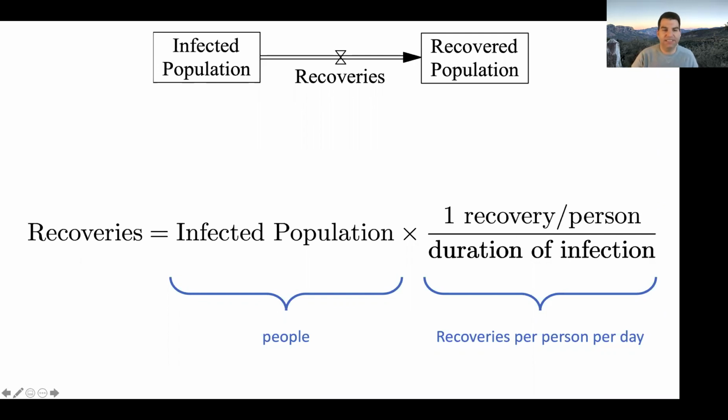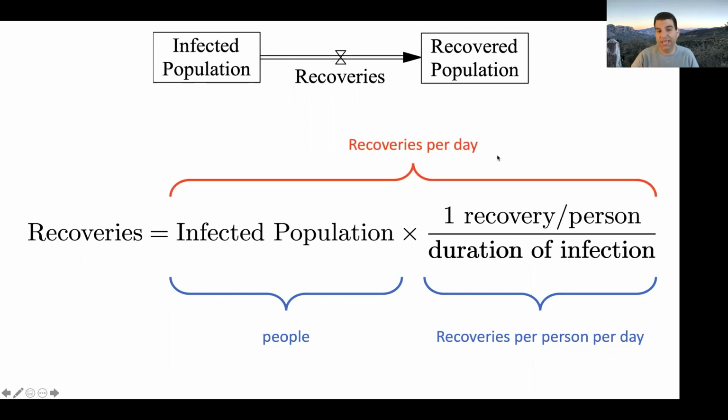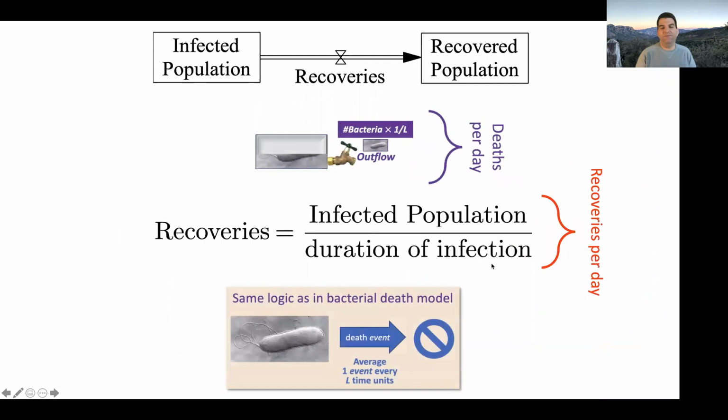And then if you multiply these things out together, the person is going to cancel, and you're going to end up with just recoveries per day. So if you multiply these things here, then you just get recoveries per unit time, recoveries per day. And then putting those two things together, we get the same formula we got in our bacterial example, where it's just the number of individuals in this infected population divided by the duration of infection. Just like in the bacteria case, it was the number of bacteria divided by the average lifetime of each bacterium. That was the outflow coming out of the bacteria there. So it's the exact same logic.